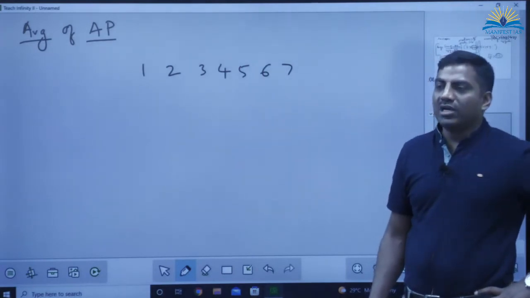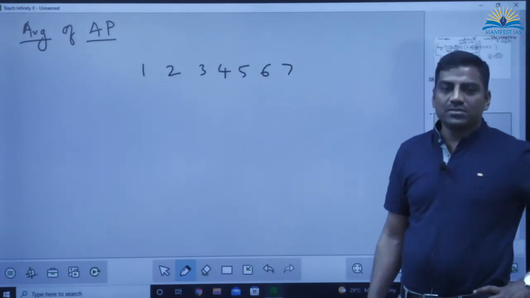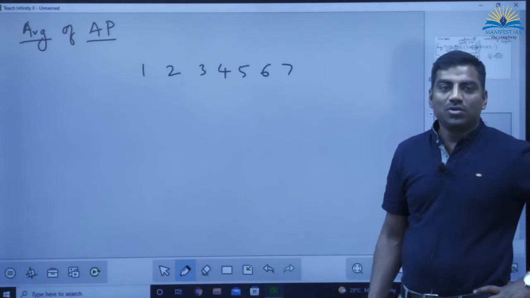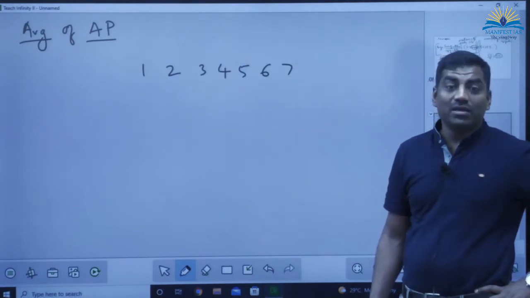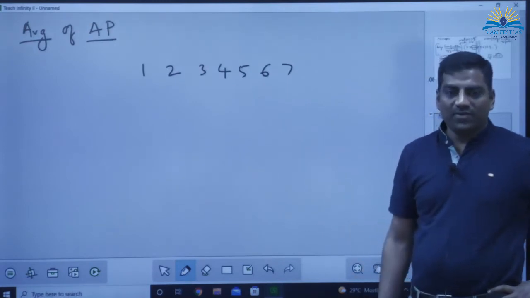What about consecutive even numbers? They are in AP. Yes. Prime numbers 2, 3, 5, 7, 11. They are not in AP. Okay, fine.